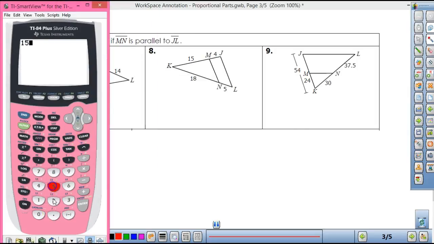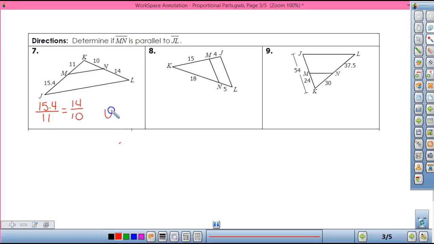Okay, so it was what, 15.4 divided by 11. And what was the other one? 14 divided by 10. 1.4, 1.4, are they equal? So yes, those lines are parallel.